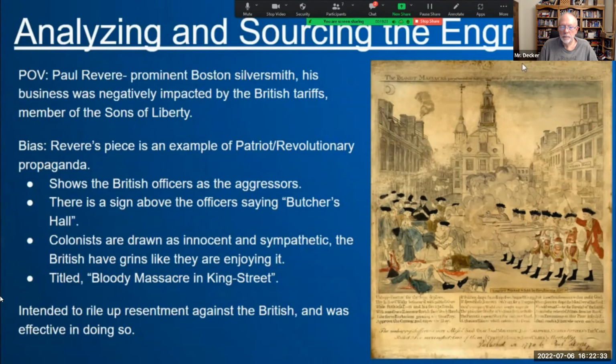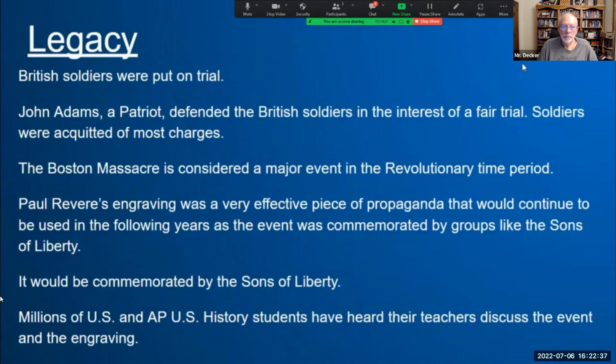The engraving will be published in newspapers and will have a long legacy. Speaking of which, let's take a look at the rest of the story. So the British soldiers involved in the Boston Massacre were put on trial, and they had an unlikely lawyer. Yes, John Adams, who at the time was a patriot. So why did he defend them?